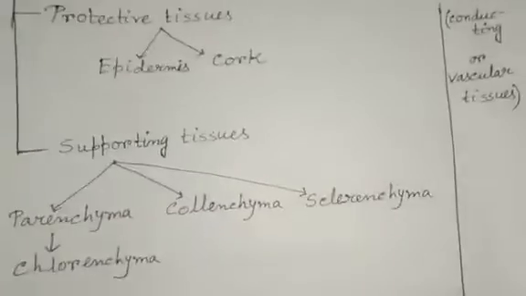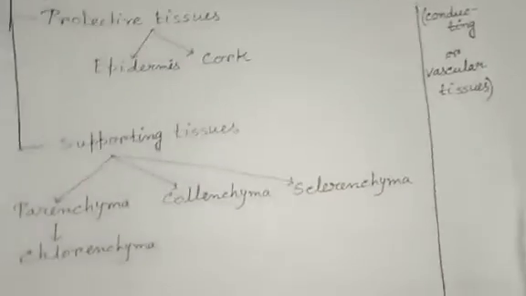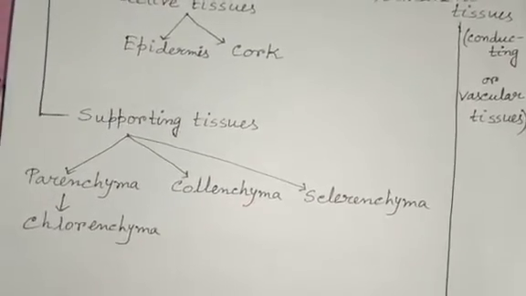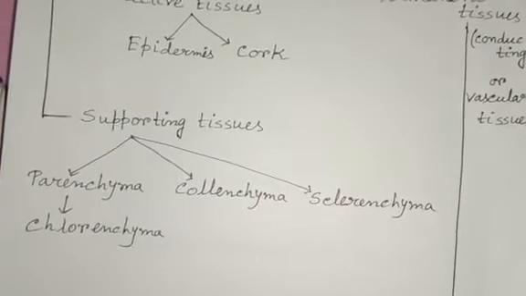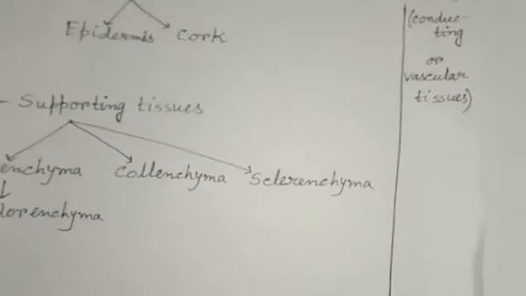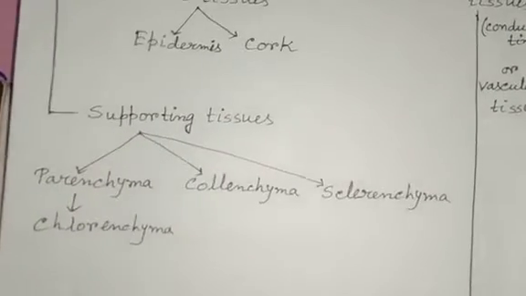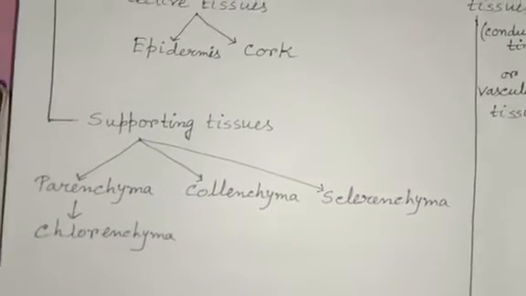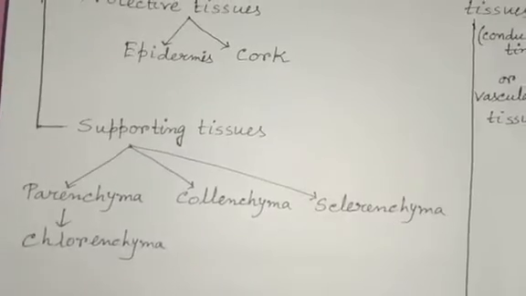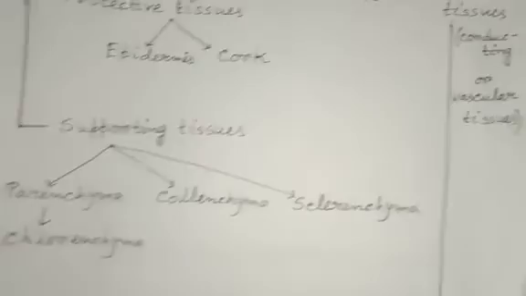Now, supporting tissues. Supporting tissues provide support and strength to the plant body. It is of three types, parenchyma, collenchyma and sclerenchyma. Now parenchyma that contains chlorophyll is called chlorenchyma. Now I will show you the pictures of these three types of tissues.